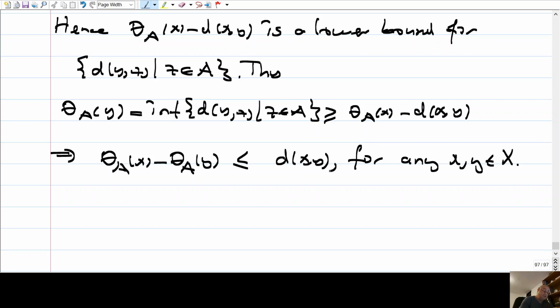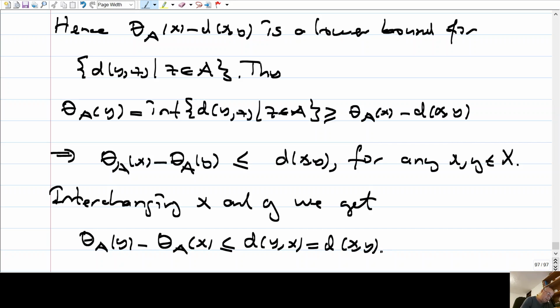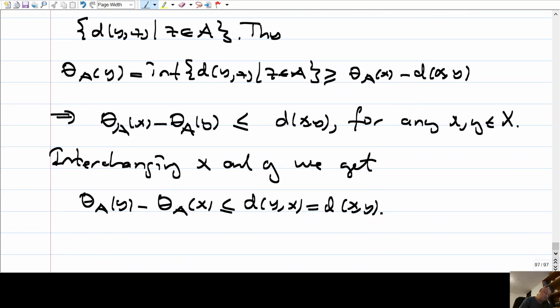Now interchange x and y. Interchanging x and y, we get what? Here I get θ_A(y) minus θ_A(x). Here I interchange x and y, but this is the same as d(x,y). So we have seen what? Hence, d(x,y) is larger than both this expression and its negative.